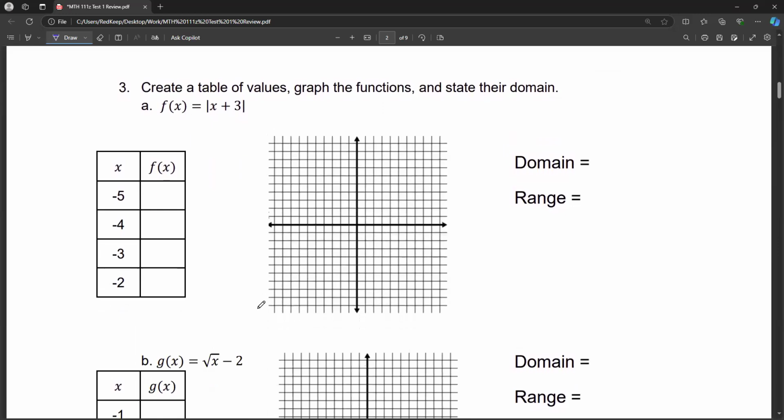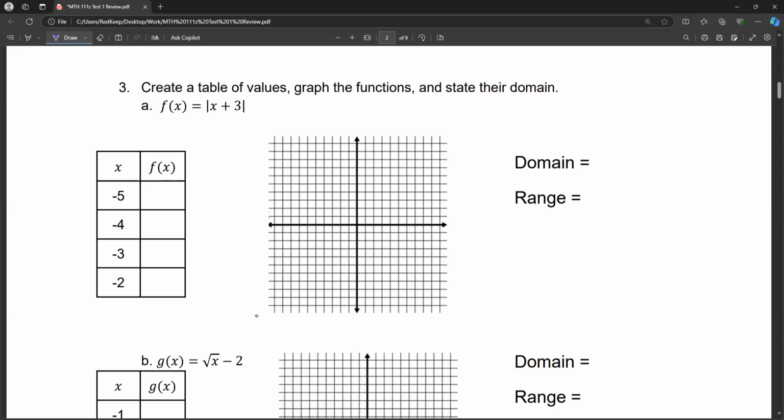All right, so question 3 asks us to create a table of values, graph the functions, and state their domain. So it looks like it's a multiple part question, and they're kind enough to give us x values to plug into this function. And so we'll just start there. Let's start by just filling in the remainder of these table of values. And so I don't have too much space here, but I'm going to work off to the side of our table to kind of show what we would do here.